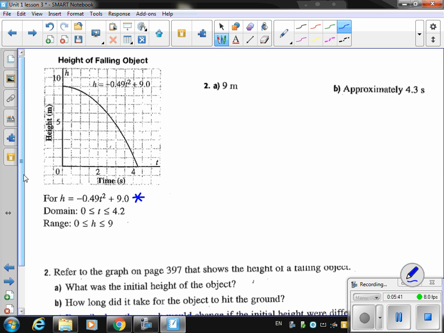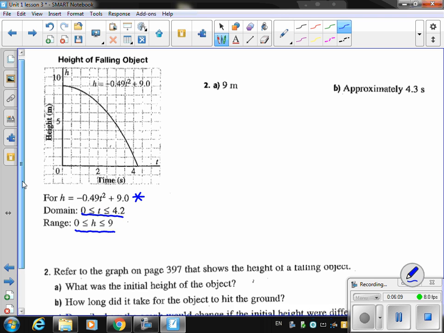So it says the time, the acceptable x values, or in this case t values, goes from 0 to 4.2. That makes sense to not have time be negative. And we have an ending place where that ball, or whatever it is, falling object, hits the ground. So that's the end of our story. The range is the height, and its lowest point is 0 when it hits the ground, and its highest spot is 9. Right here, let's answer the questions.